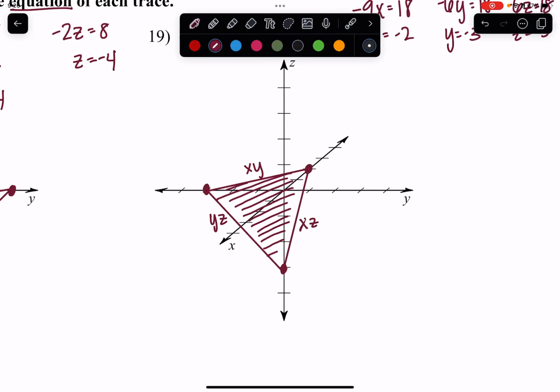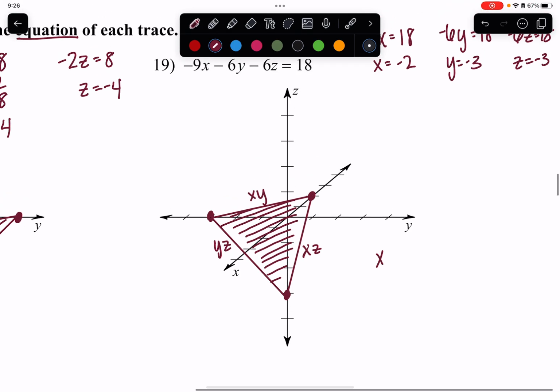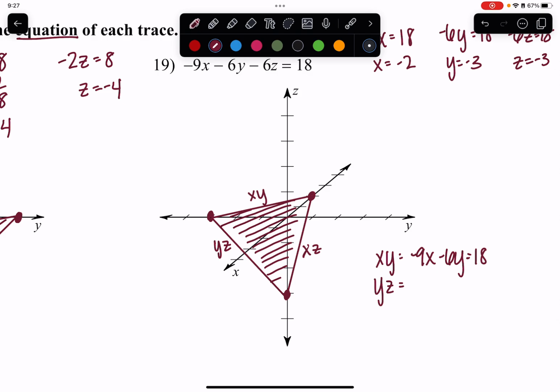And then writing my equations is as easy as this. Writing xy first, I'm going to take the x term, which is negative 9x. I'm going to take the y term, which is negative 6y, and we're setting that equal to 18. That's it. So then we keep going. I'm going to do the same thing for yz. So yz, I'm going to take the y term, negative 6y, my z term, negative 6z, equals 18. And then the last one, xz, is my x term, which is negative 9x, my z term, negative 6z, equals 18. So that's it. So pretty easy.